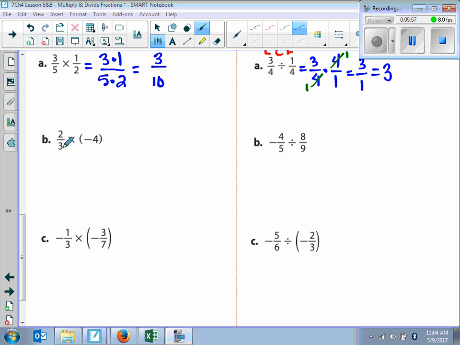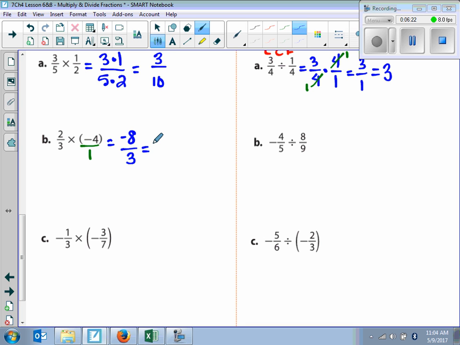For example B, we have 2/3 times -4. Now I'm going to put this over 1. So you can see that we're multiplying 3 times 1 in the denominator, right? So in the numerator, we have 2 times -4, which is -8, over 3 times 1, which is 3.